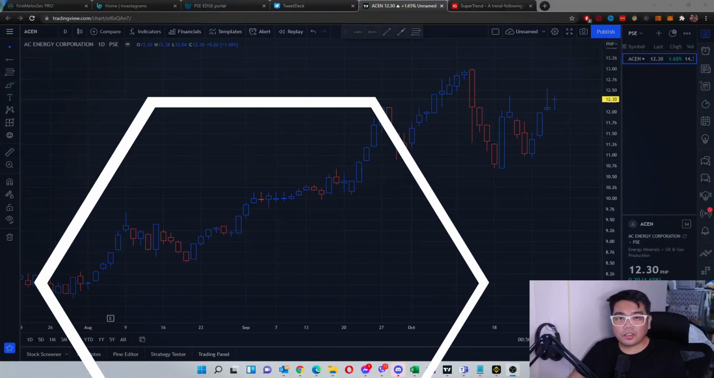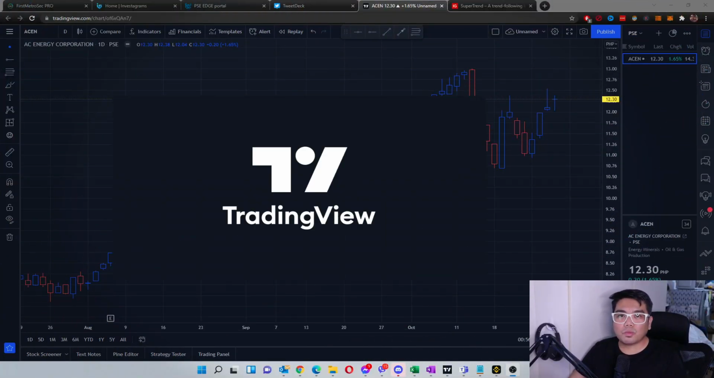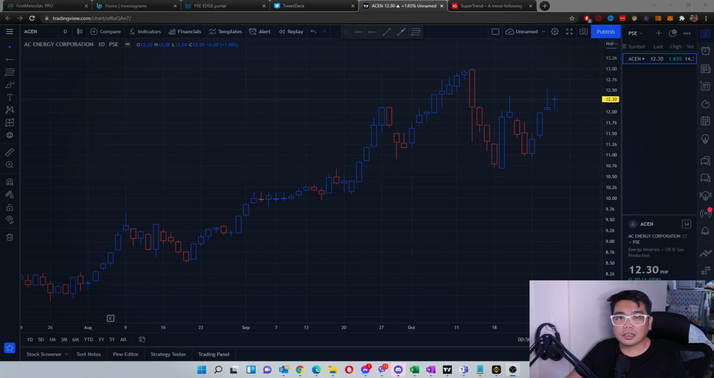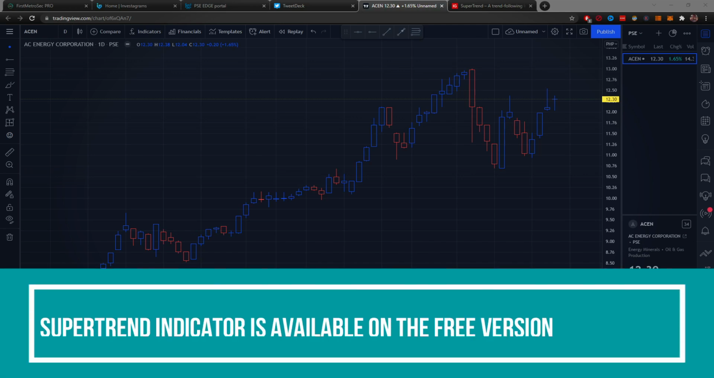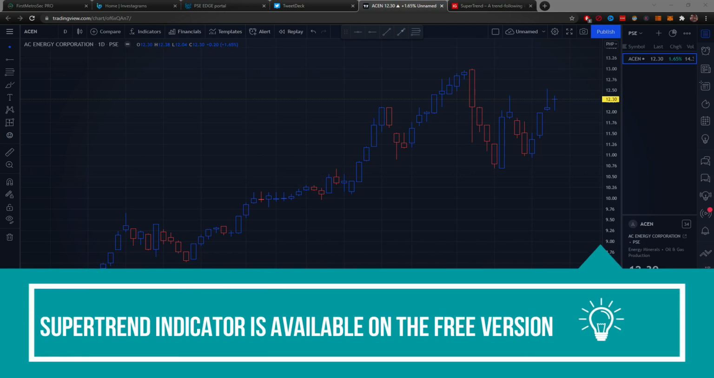Nandito tayo ngayon sa Tradingview account ko kung saan ipapakita ko sa inyo kung paano gamitin ang Supertrend. In case na wala ka pang Tradingview account, go to the description box and I have provided you the link kung saan makakapag-open kayo ng account. Don't worry, free lang naman yon, no? Although meron itong subscription model, pero on the free version, Supertrend is already available.